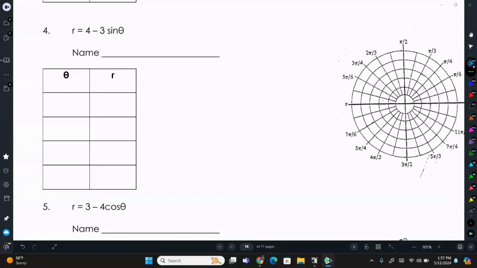All right, so number 4, we have r equals 4 minus 3. Our a value is 4 and our b value is 3. 4 over 3 is greater than 1, but it is less than 2. So this is going to be a dimpled limaçon.